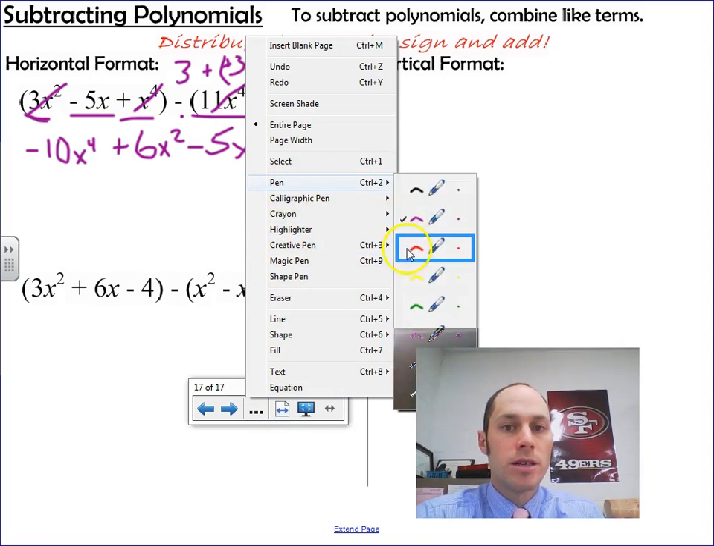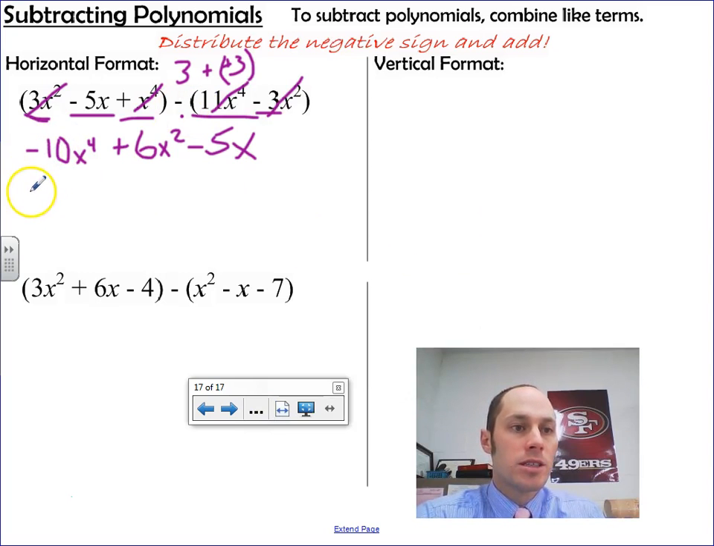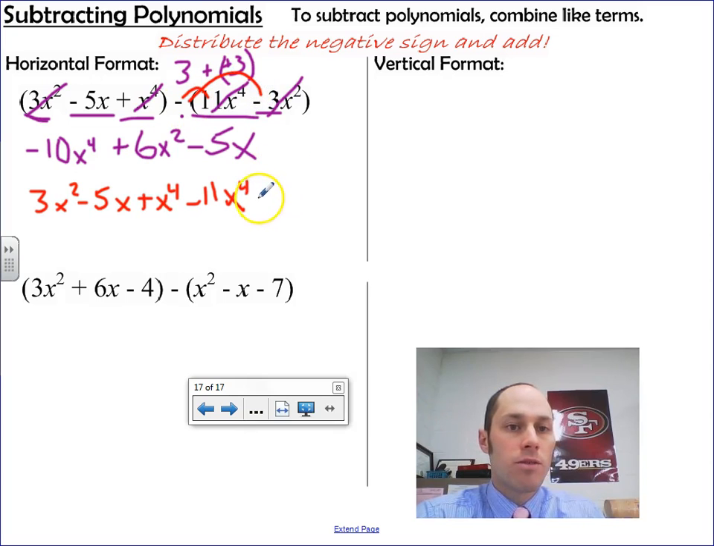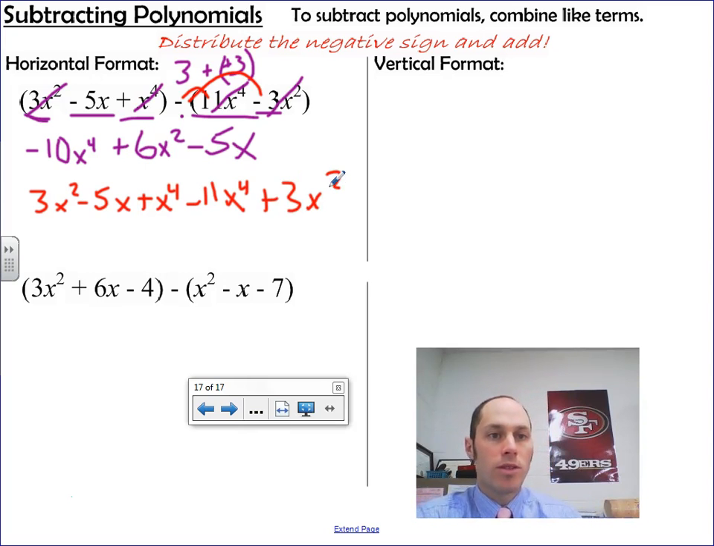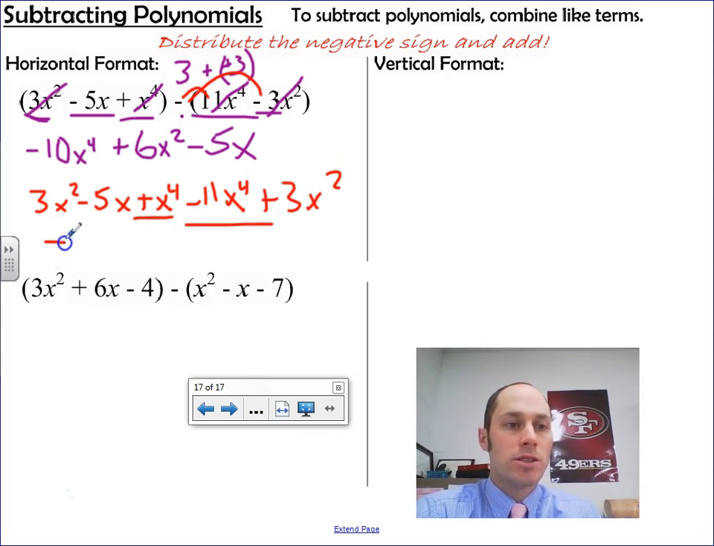Something some people like to do is distribute that negative first. So 3x squared minus 5x plus x to the fourth. And then we distribute that negative, minus 11x to the fourth. And then minus negative 3x squared is plus 3x squared. And then we just combine all our terms from there. So whichever method you go with, just make sure you're consistent with that and paying attention to that negative sign, because then we'll just combine those terms and still get the same value. 3x squared and plus 3x squared is 6x squared and minus 5x.